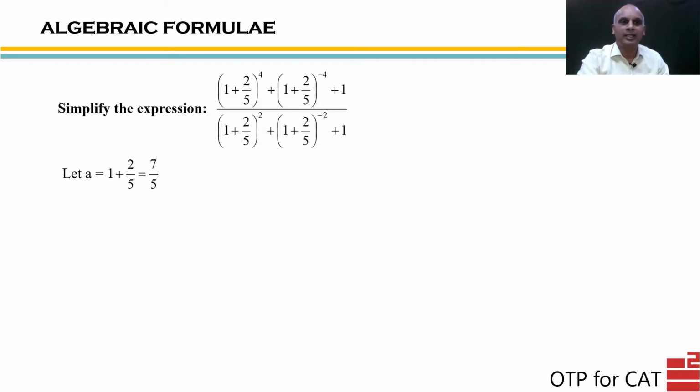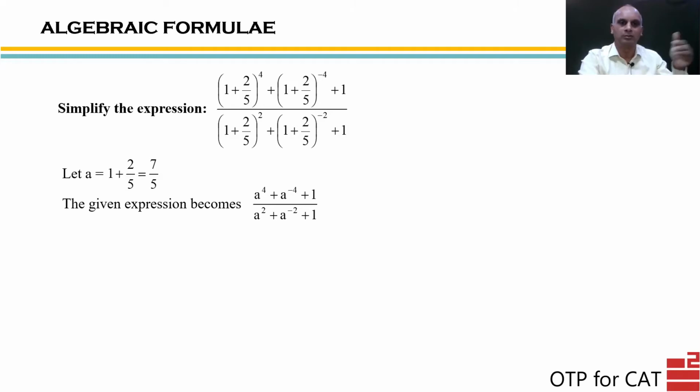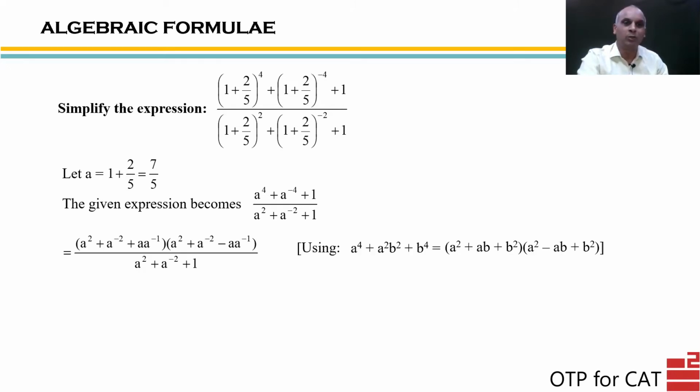If I say a is 1 plus 2 by 5, because everywhere we have the same expression in the brackets, so it is 7 by 5, it becomes a^4 plus a to the power negative 4 plus 1 upon a^2 plus a to the power negative 2 plus 1. Now what do we do of this? We can factorize the numerator using this formula. If you recall, the fourth formula in the advanced formula list was a^4 plus a^2 b^2 plus b^4 is equal to this. Using this here, I will get this factorization and I can see one of the terms cancels.